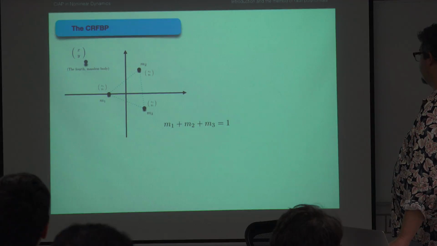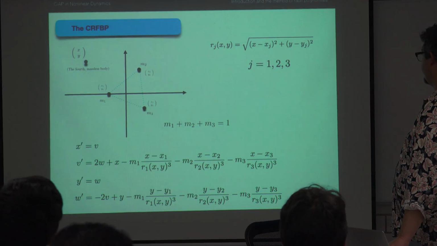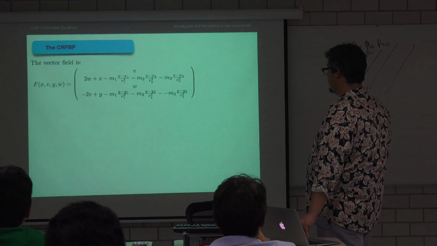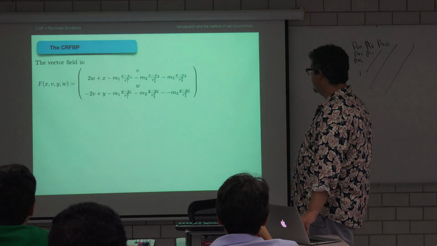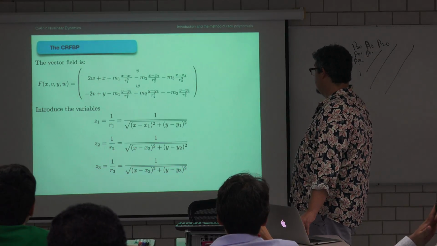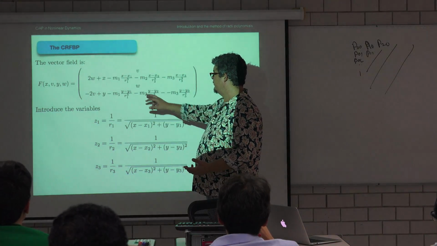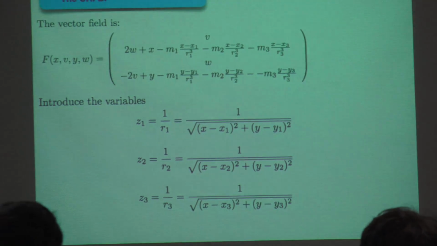Okay. So what about for the restricted four-body problem? This was the vector field for the restricted four-body problem. You can go through the same kind of stuff. So there's your F. It's non-polynomial. It's defined on an open subset of R4. I'm going to introduce these variables that are going to get rid of the 1 over R terms, which are really the non-polynomial part.